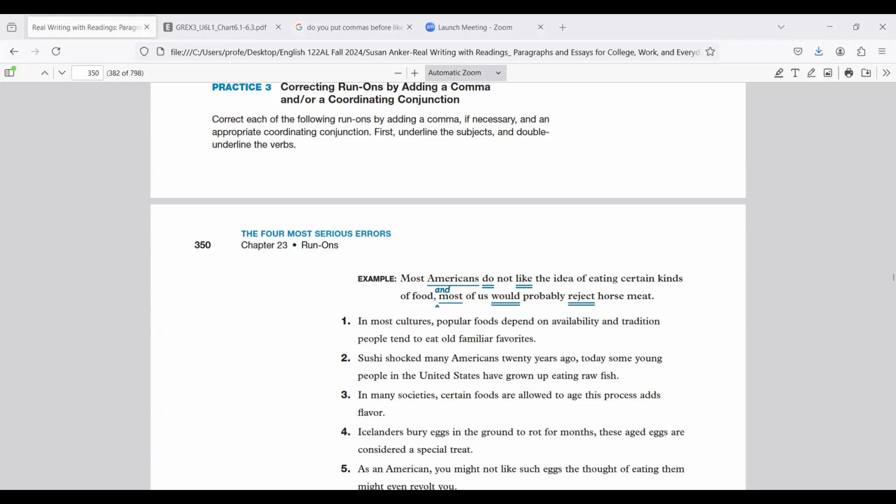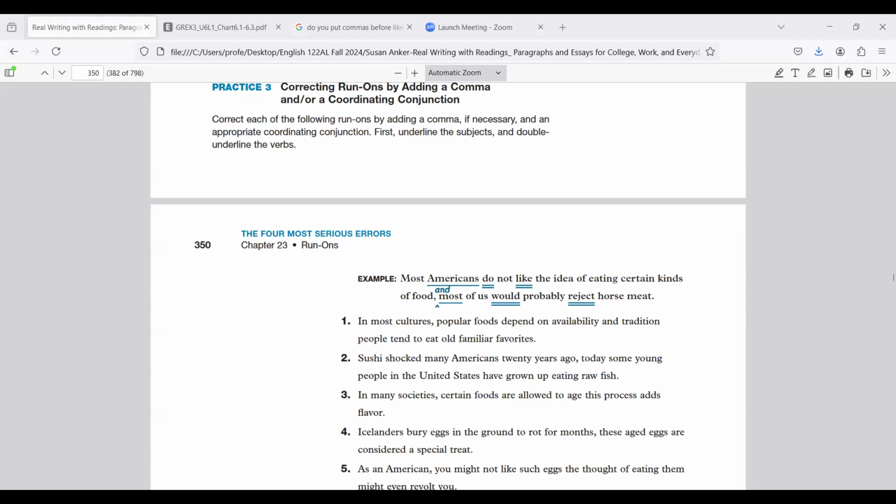All right, so let's take a look. And it's just not used anymore. For I love my country. I don't know. Never mind. But let's see if they want to use it anywhere. All right. In most cultures, popular foods depend on availability and tradition. People tend to eat old familiar favorites.